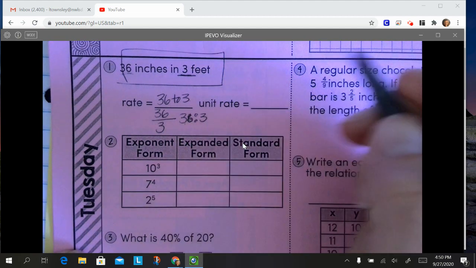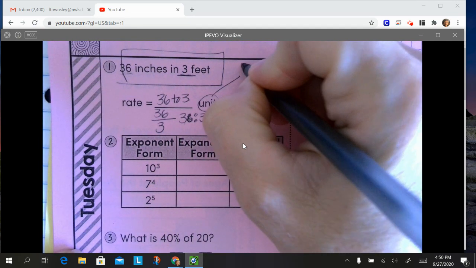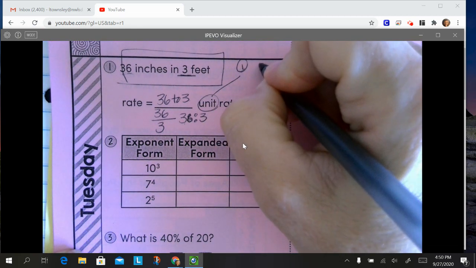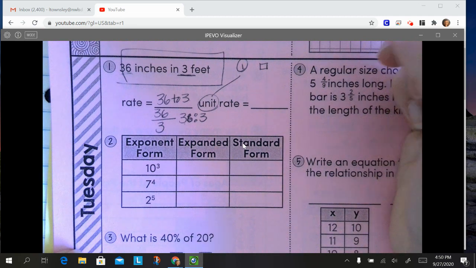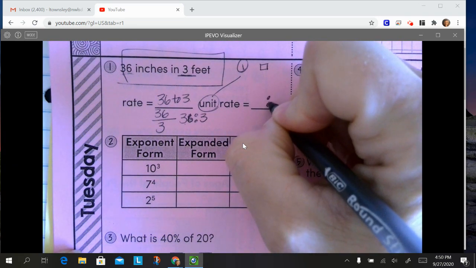Okay? All right, now they want to know what the unit rate is. Now think, the unit means 1. The unit means 1. So it's like a unit cube or a unit. It's just 1. So whatever we do, we have to get to 1.